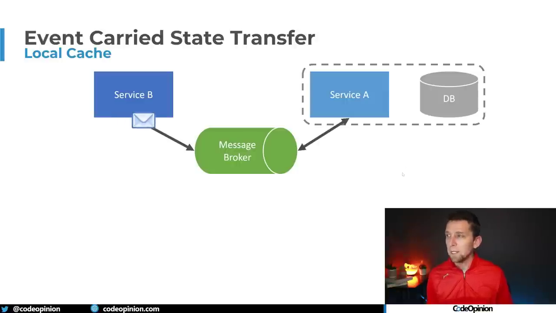So what happens is when we publish that product changed event with all that data, or even just the product price changed event, now we don't need to do that callback. We don't need to call back service B. We can just use that data directly within the event and then update our local database.